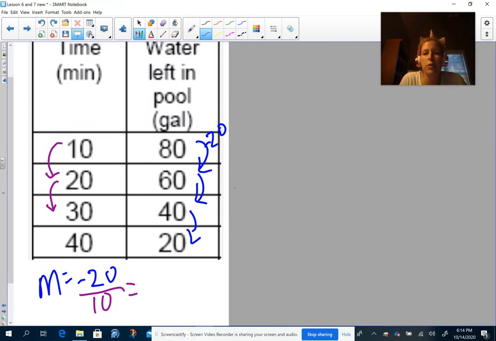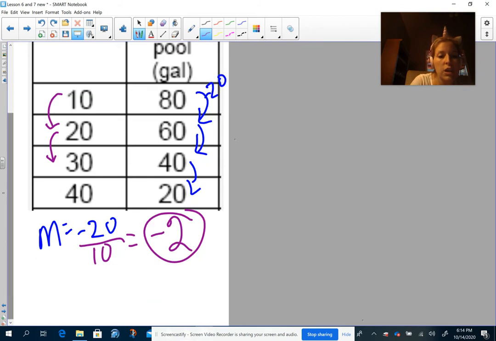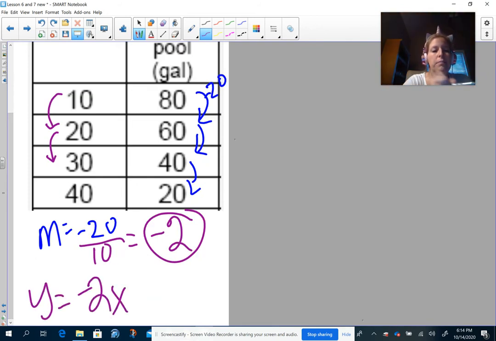You have a negative 20 divided by 10. What does that equal? You have a calculator. Okay, it should be a negative 2. So my rate of change is what? It's negative 2. So already we can plug in negative 2x. But I'm missing my initial value, aren't I?